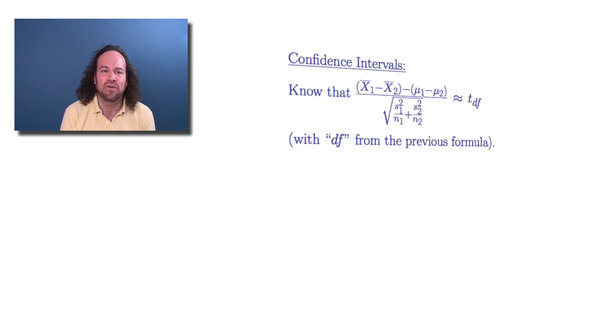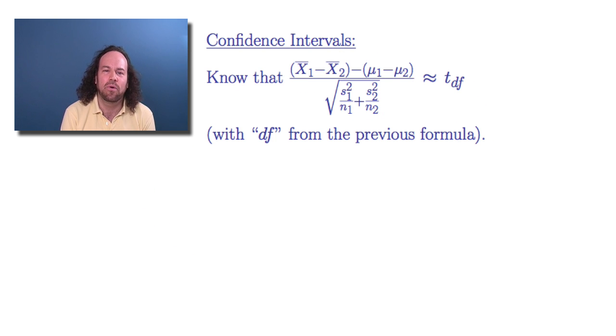So let's start off with confidence intervals. Now remember what we know. We know that we take this difference of the x bars minus the difference of the true means and divide by the square root of these sums of these two different sample variances. Then it has approximately a t distribution with some number of degrees of freedom given by that crazy formula in the previous page. And so then you say, well, can we get a 95% confidence interval for the difference in the true means? Well, sure.